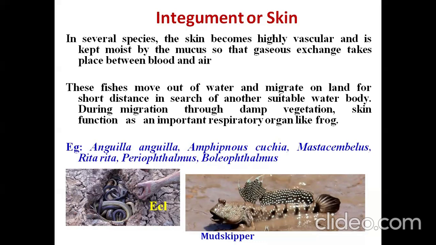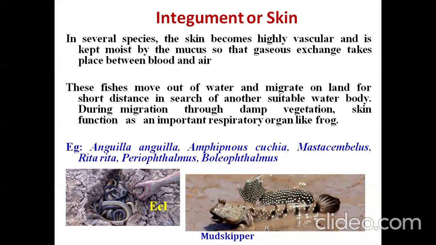These fishes move out of the water and migrate on land for a very short distance in search of another suitable water body. At times the water body may get dried due to the season or some other reasons. During that time, the fish has to migrate from the current position to reach a suitable water body. For that purpose, the integument plays a major role. And during this migration through damp vegetation, the skin functions as an important respiratory organ, like in a frog.